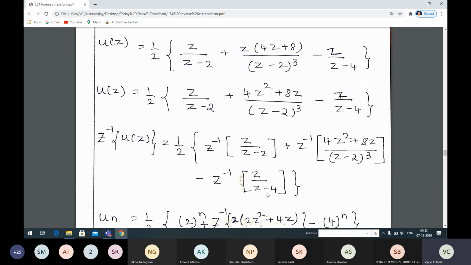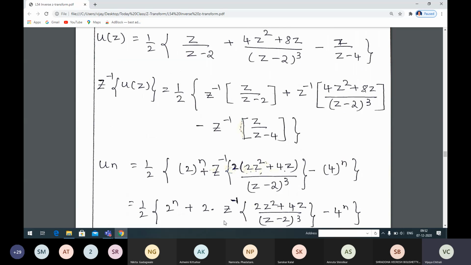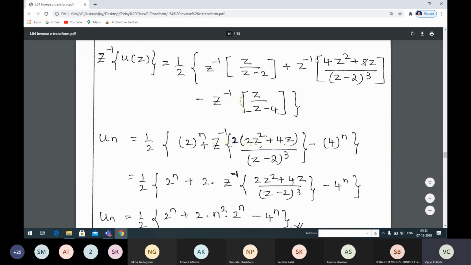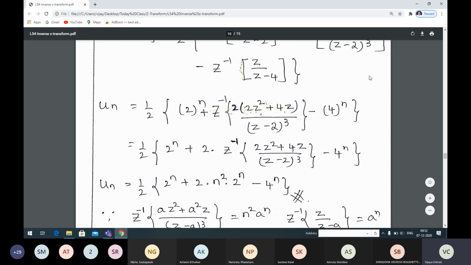No problem for these two because standard result, z inverse of z divided by (z − a), in place of a 2 here, in place of a 4 here. No problem for these two. Write down 1 by 2 as it is. So 2 raised to n, a raised to n, a is 2, 2 raised to n, and here last term, right? And here a is 4, 4 raised to n. Only thing is this one, we need to bring this into standard form, right? So raised to cube is there, raised to cube is there.